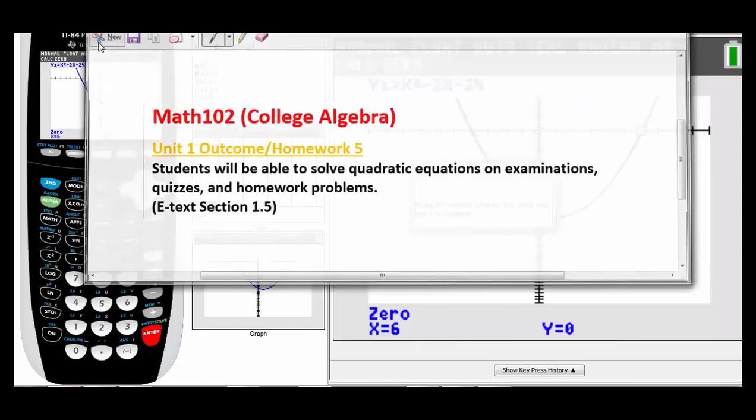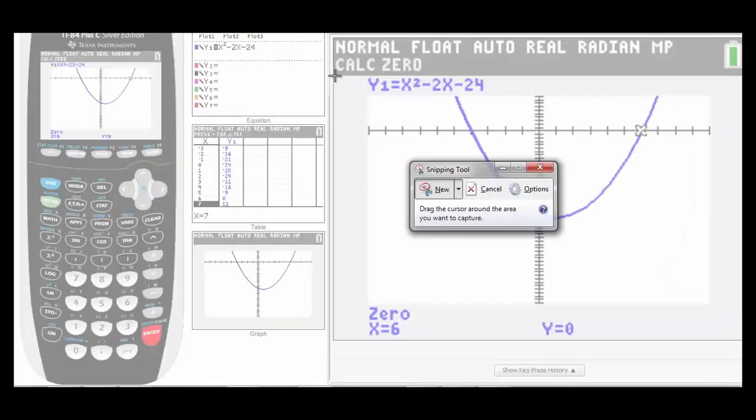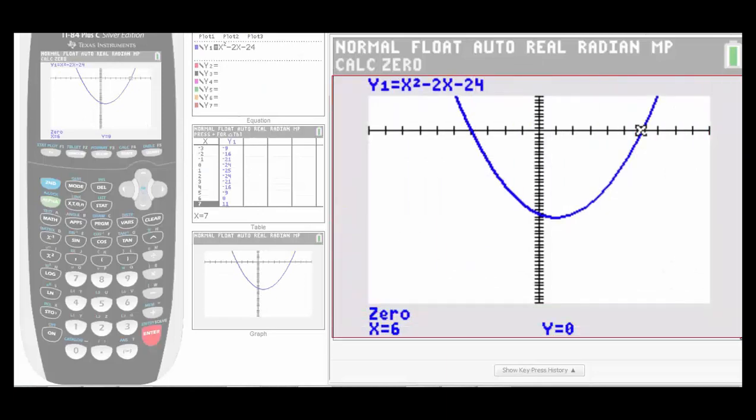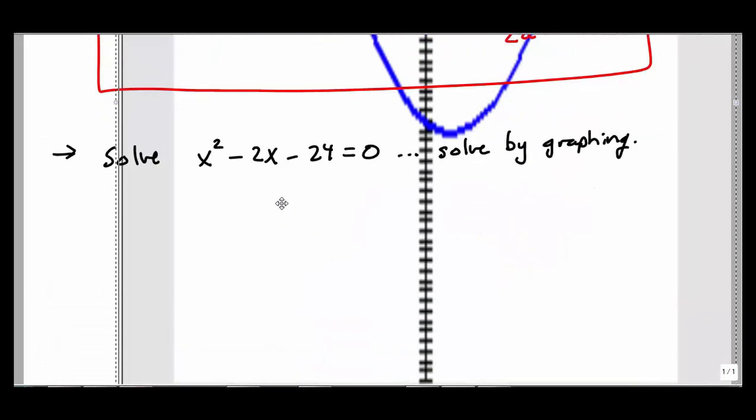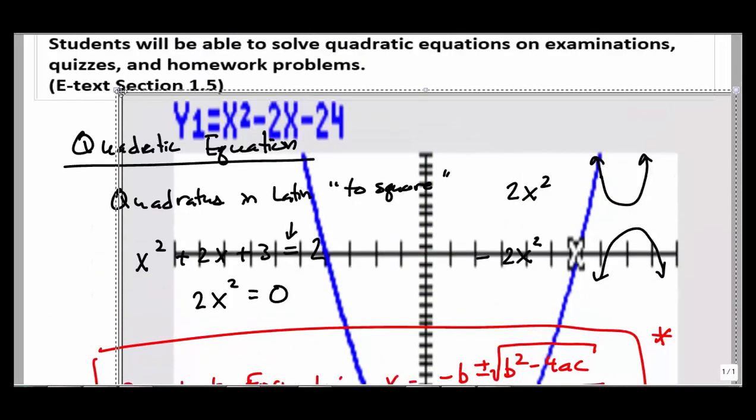So let's go ahead and pop this graph into our lecture and make some notes on it. As usual, they come in way too big.